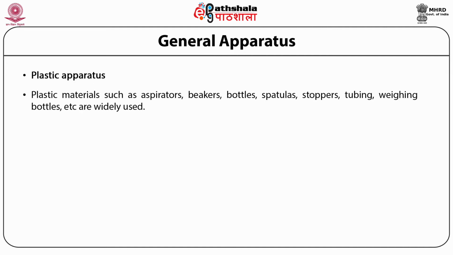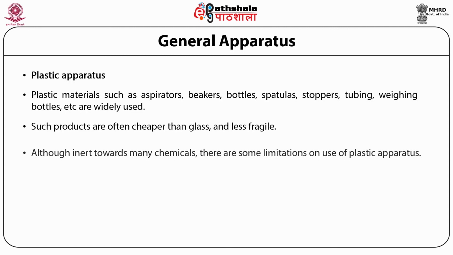Plastic apparatus. Plastic materials are widely used for a variety of items of common laboratory equipment such as aspirators, beakers, bottles, Buchner funnels, measuring cylinders, scoops, spatulas, stoppers, tubing, weighing bottles, etc. Such products are often cheaper than their glass counterparts and are frequently less fragile. Although inert towards many chemicals, there are some limitations on the use of plastic apparatus, not the least of which is the generally rather low maximum temperature to which it may be exposed.